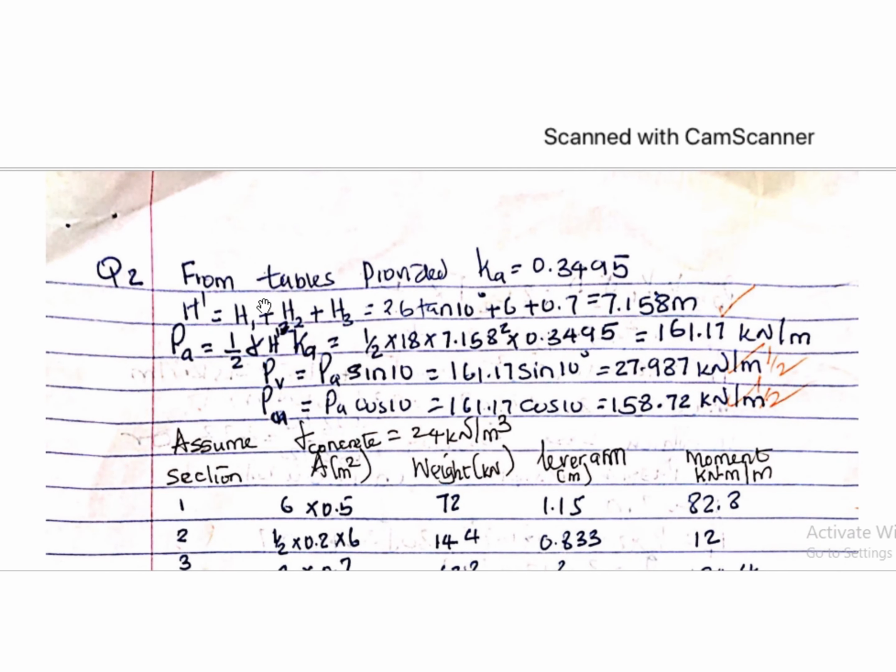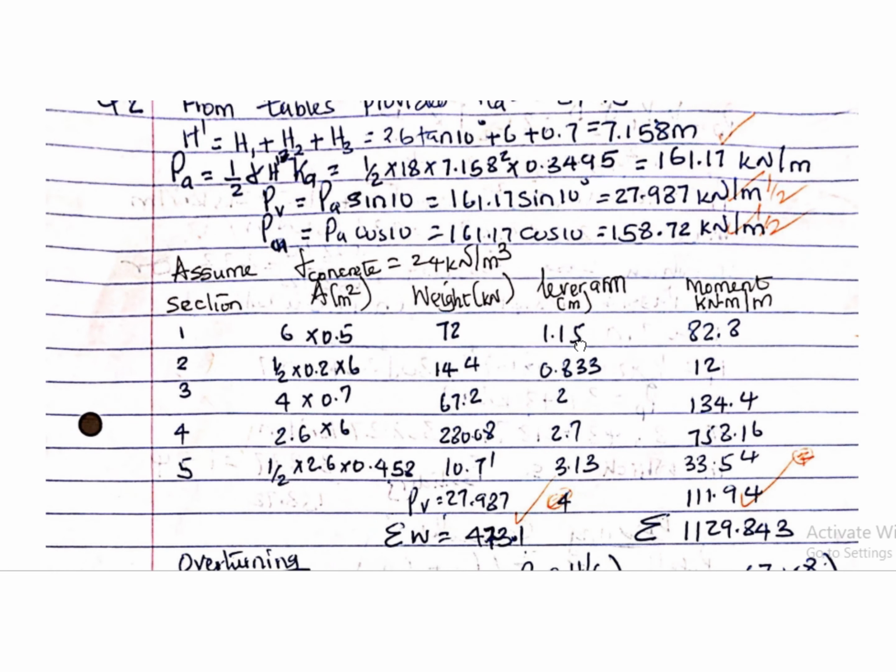Then you can get the height, that's just trigonometry, you get 7.158 meters. Then you know the force is the area, which comes to about 161.17 kilonewton per meter. And then, because there's some slope there, you can get the vertical and the horizontal component on the active side. And so that solves that.